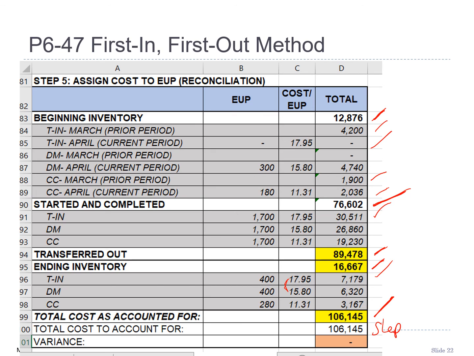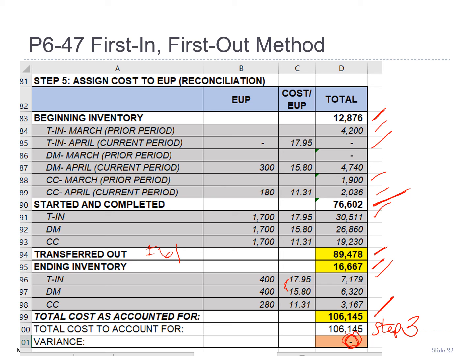So, step 3 ulit galing to. So, 106,145. Sa Excel, nakalink yan actually, so para same lang dapat. Kaya, yung difference, 0. Ibig sabihin, na-account natin yung 106,145. Ano ibig sabihin na-account? So, nasabi natin kung saan napunta yung 106,145. So, yung 89,478 napunta sa transferred out. Actually, ito na yung last department. So, itong transferred out na to, magiging finished goods inventory na. So, yung ending inventory, 16,667 pa rin.